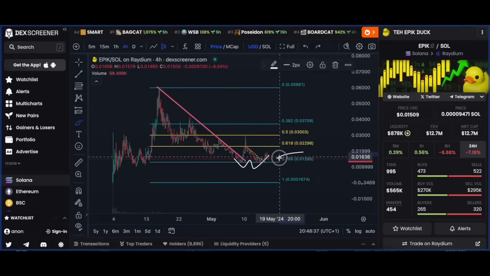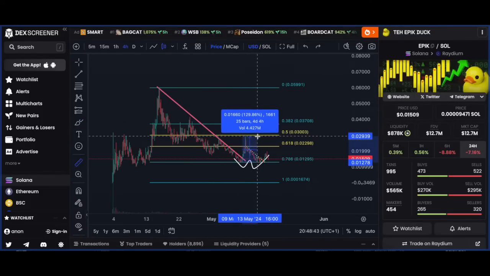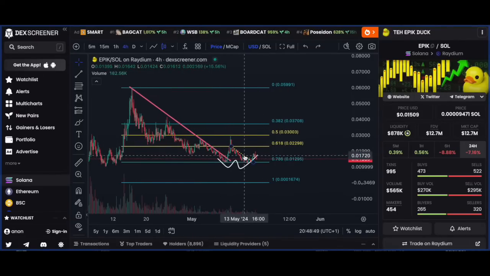And we came all the way back, and where did we bounce from? The 0.786, guys. And if you caught that just as a swing trade, you could have traded that all the way back up to the 0.5 for a 2.3x. So really keep that idea there on really looking for those swing trades when you're looking at these meme coins.